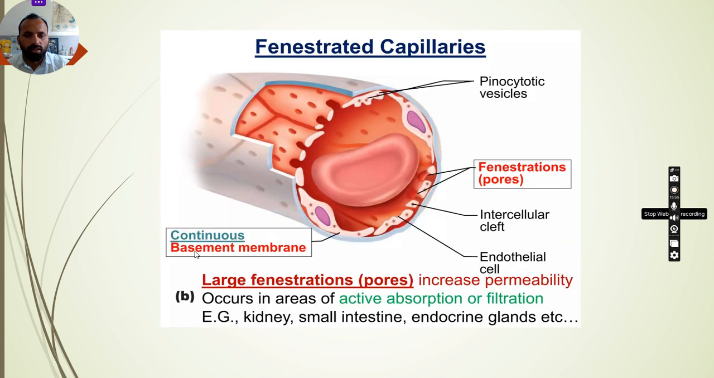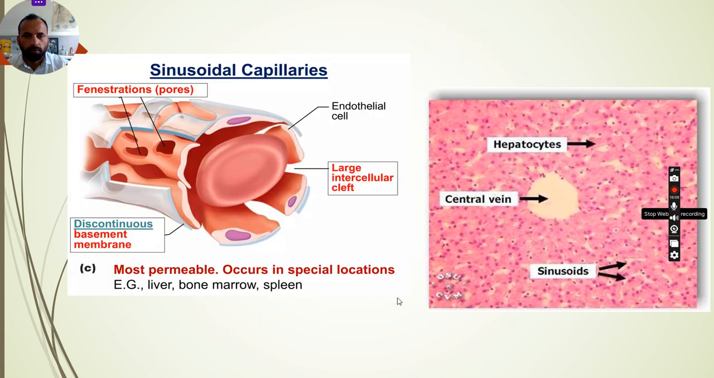In fenestrated capillaries, the basement membrane will be continuous, but there will be fenestrations or openings in the endothelial lining. Examples are the kidney, small intestine, and endocrine glands. You can find the fenestrated type of capillaries there.